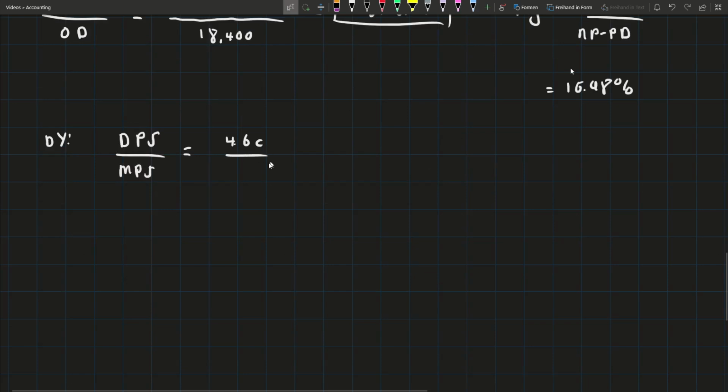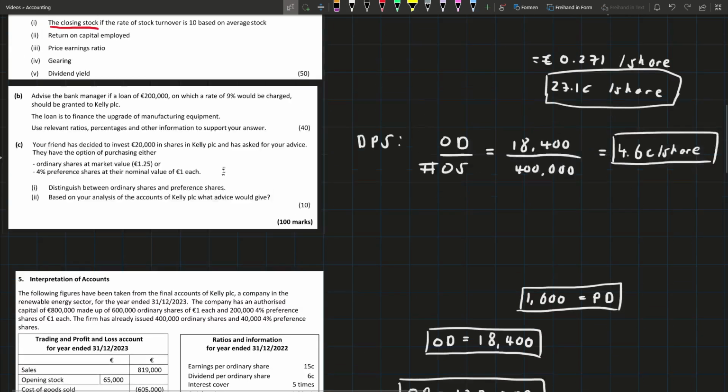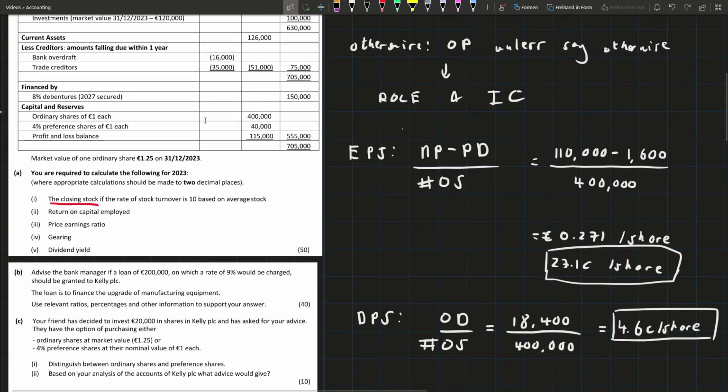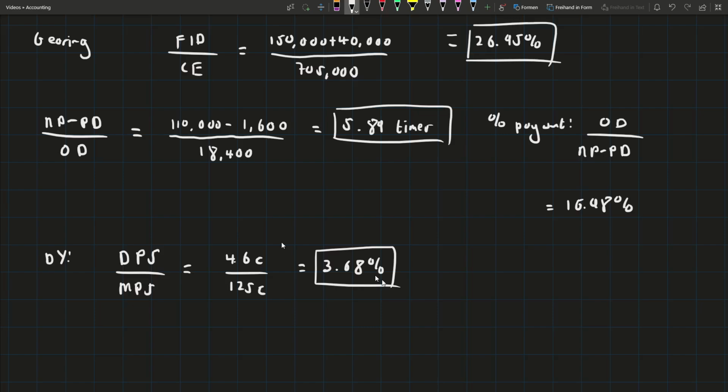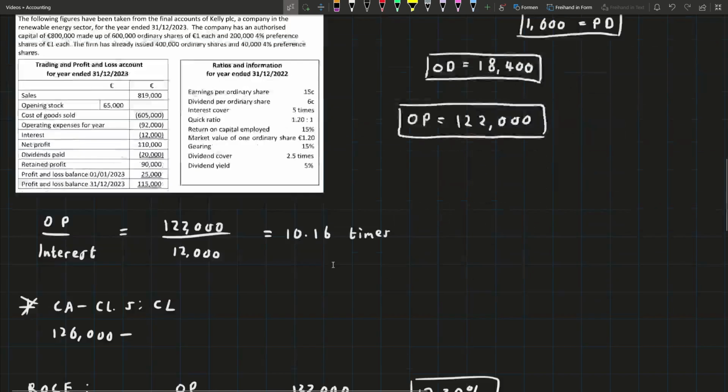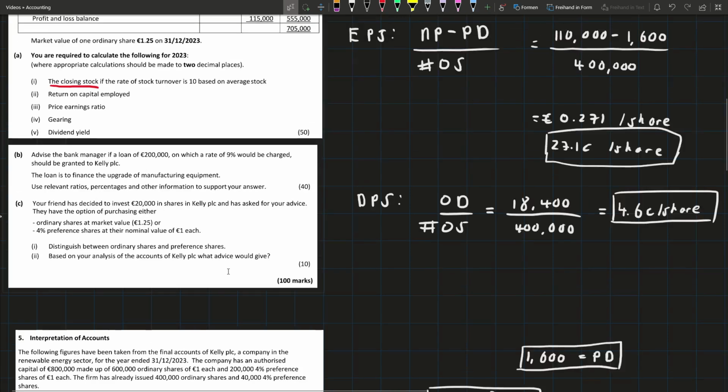And remember, make sure the units are the same, divided by 125 cents, because that's how much the market price of the share is. And now we get to see as a percentage how much of the 125 cents we are getting back. We're getting 4.6, so 4.6 over 125 times 100 to get it to a percent. We get 3.68, and that's in percent. So that tells us that the dividend we get for each share is 3.68% of how much that share costs. And that's it. So you can see, all very logical, not too hard to remember.